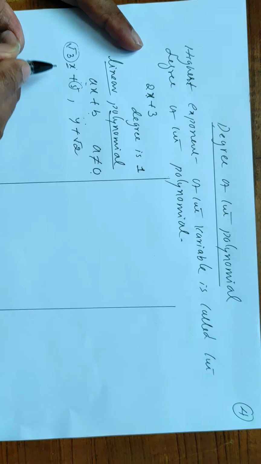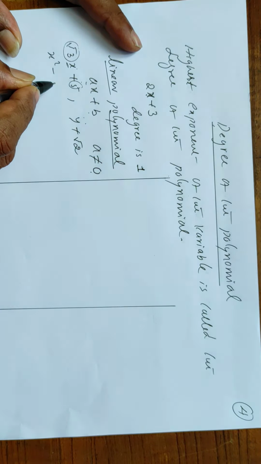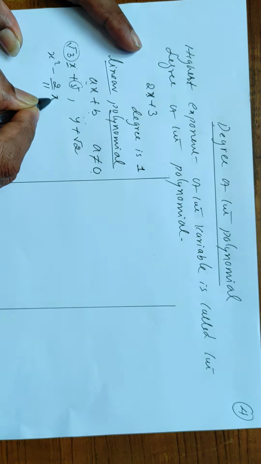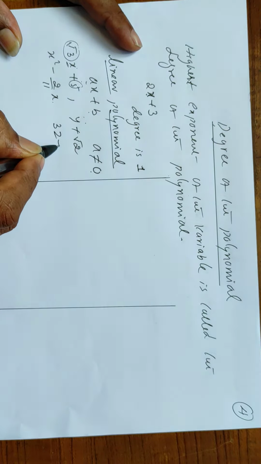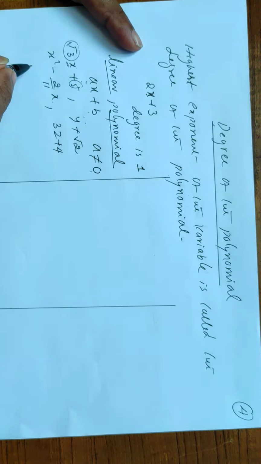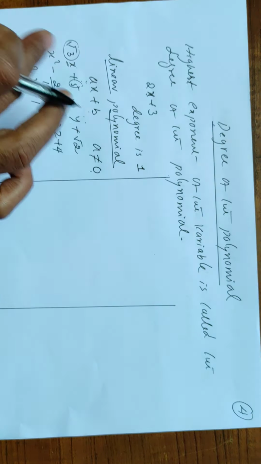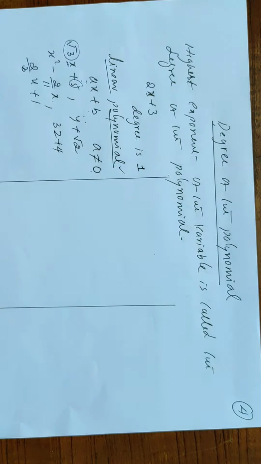You can write many examples: x square minus 2 by 11x, 3z plus 4, 2 by 3 u plus 1. All these are examples for linear polynomial whose degree is 1.